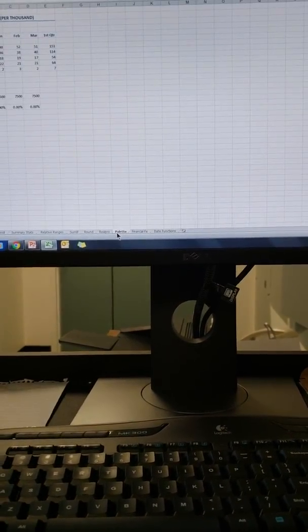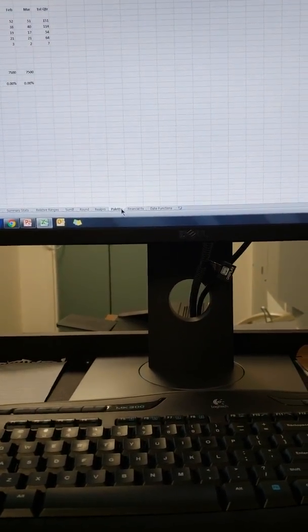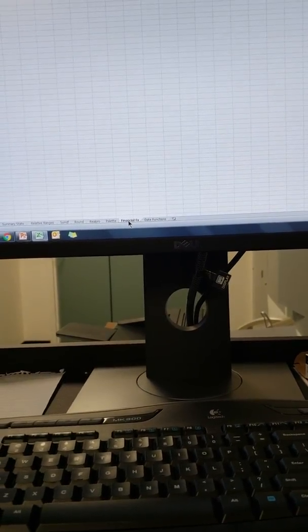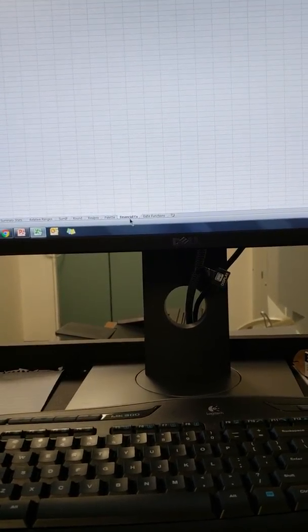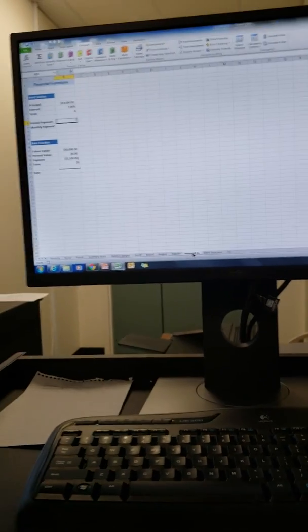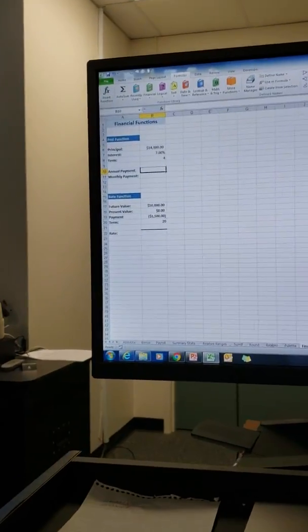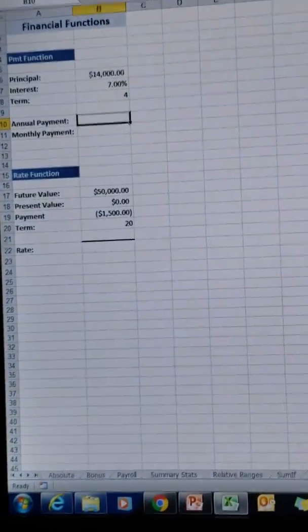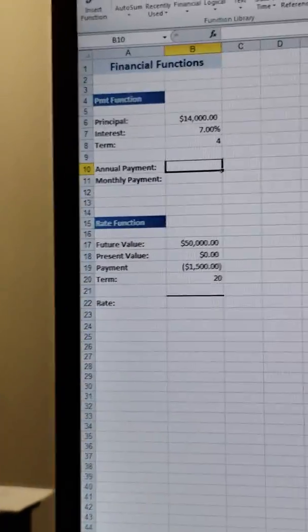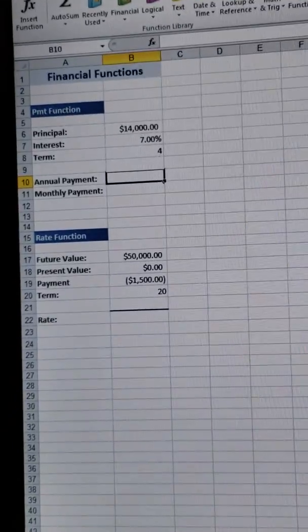All right, so I'm not worried about these worksheets here too much. But let's take a look at this financial FX worksheet. Now, this is something that you may not use at work, but outside of your own profession, you just might. These are known as financial functions.